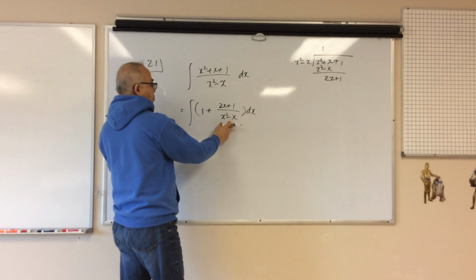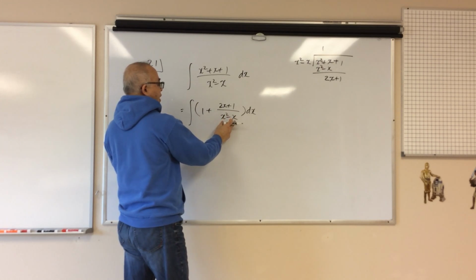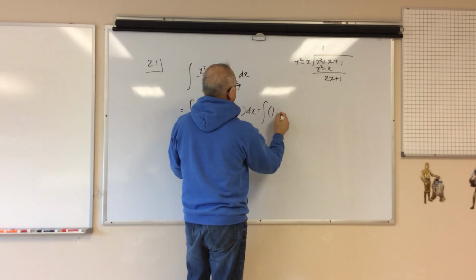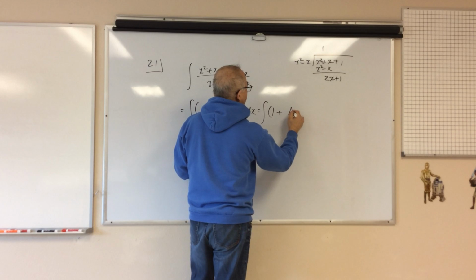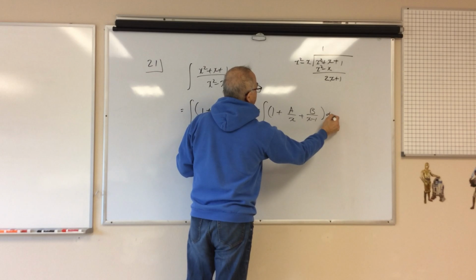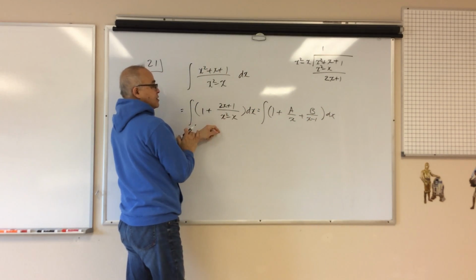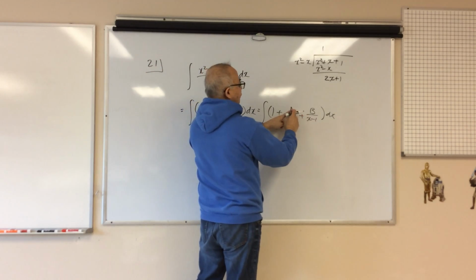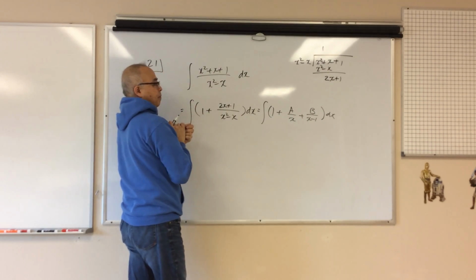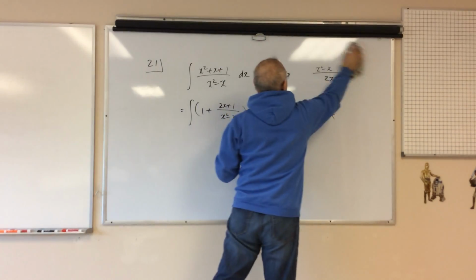So now, if I separate this out, I'm going to get 1 plus a over x plus b over x minus 1, dx, because x and x minus 1 is how this separates out. So now I have to solve for a and b such that I end up with 2x plus 1. Okay? So let's go ahead and do that. Put it up here.